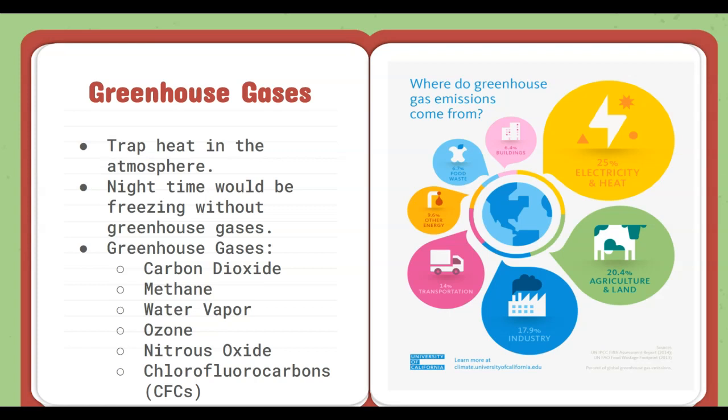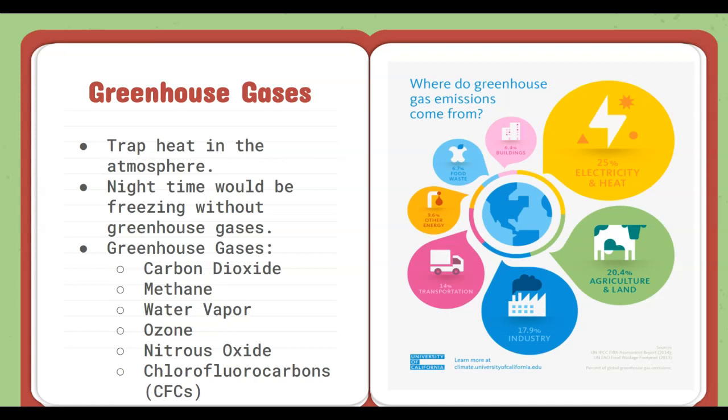The big greenhouse gases that I want you to know are carbon dioxide, methane, water vapor, ozone, nitrous oxide, also known as laughing gas, and that big word down at the bottom, chlorofluorocarbons, or CFCs. Over on the right-hand side, you can see a nice graphic from the University of California, and you will notice it just kind of breaks down where greenhouse gases come from, particularly from humans.